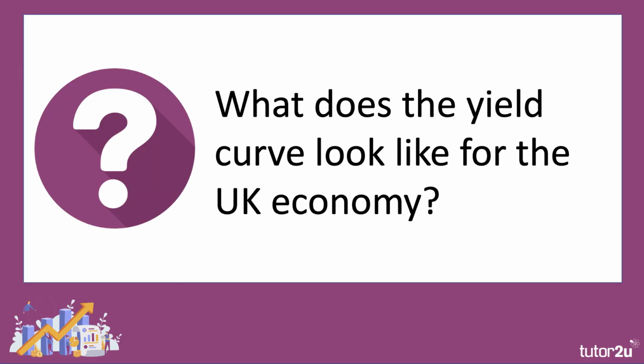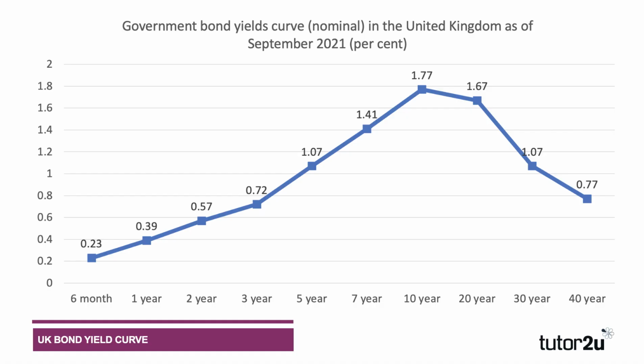So what does the yield curve look like for the UK economy? Well, this data is for September 21. And a yield curve is a line that plots the yield, or the interest rates, of bonds that have equal credit quality but different maturity dates.